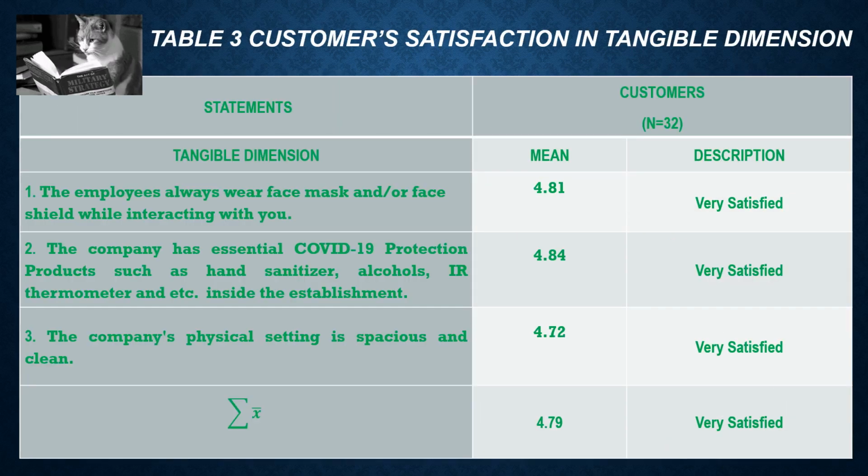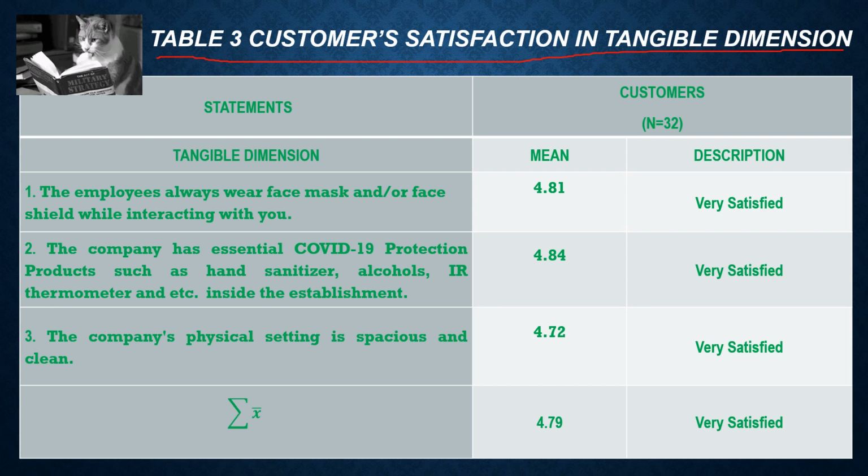So this is how we create Table 3. Table 3 is what I converted into a formal table. Tables 1 and 2 are gender and status, and the third table will be the tangible dimension. That's why there is a label here. Table 3, Customer Satisfaction in Tangible Dimension. So this is how you make it once you're done with the tabulation a while ago.